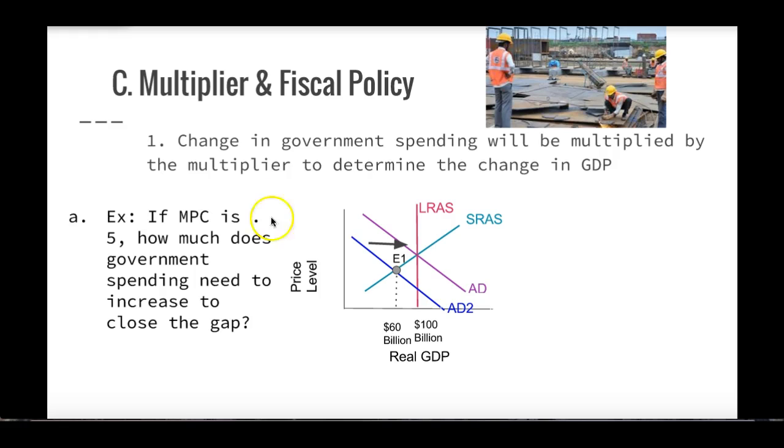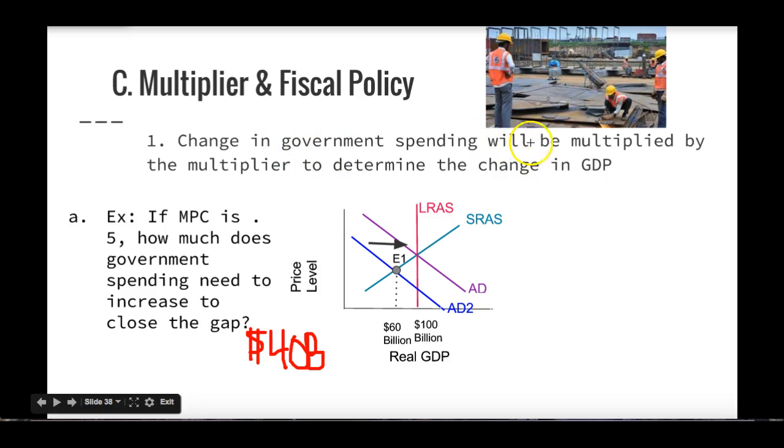Let's say, for example, I've had people suggest that we increase the government spending by $40 billion. Why do they suggest that? Well, $40 billion is exactly what our gap is. So 100 billion minus 60 billion, they say, well, let's just increase spending by $40 billion. Okay, here's the thing though.